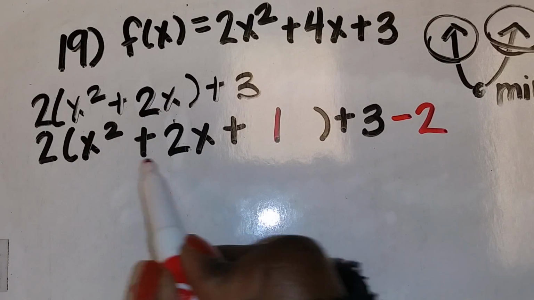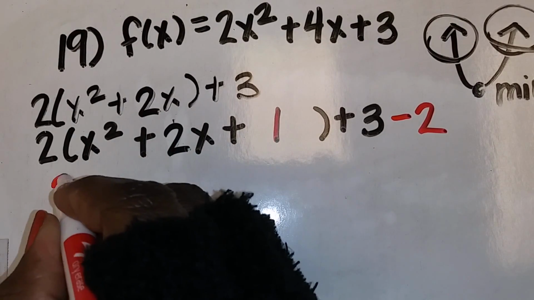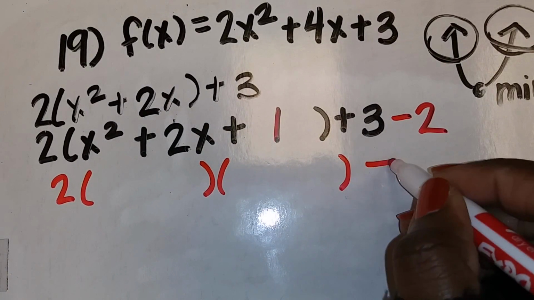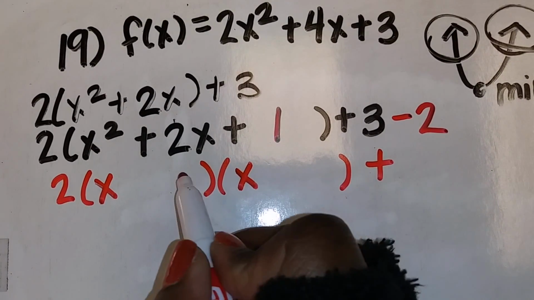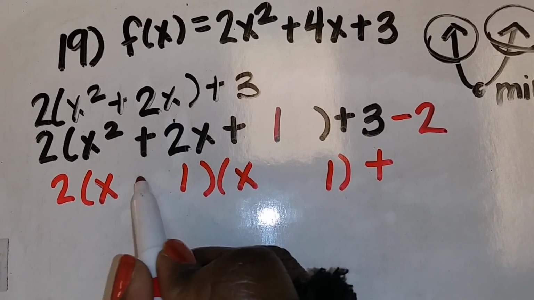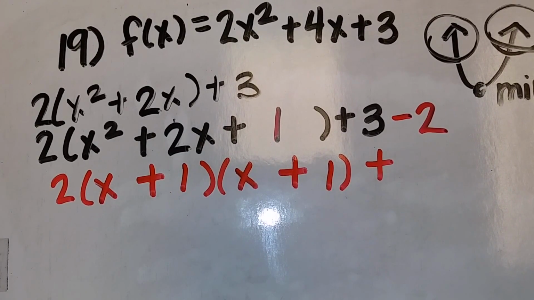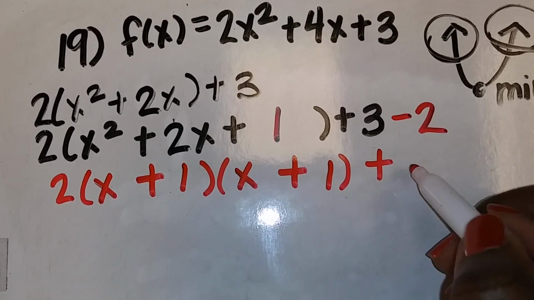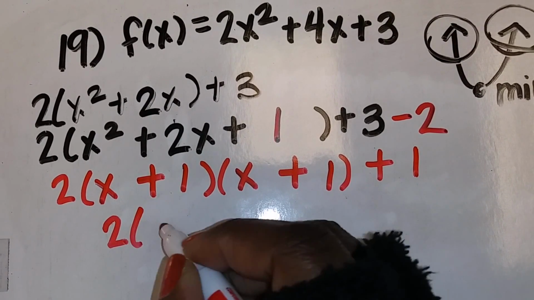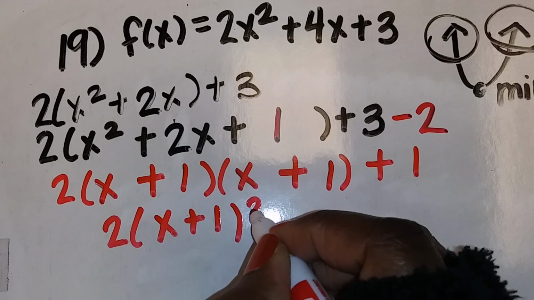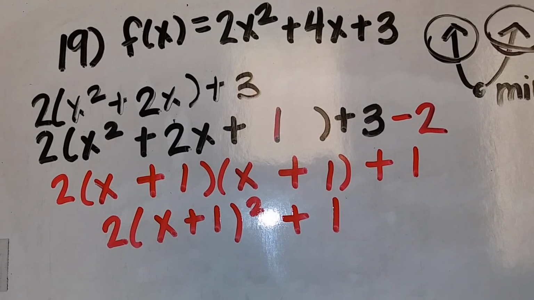Okay, let's keep going. This is a perfect trinomial. When I write a perfect trinomial, everything in the parentheses is going to be the same. X times x is x squared. 1 times 1 is 1. Positive 1 plus 1 is positive 2. Everything in the parentheses will be identical. 3 minus 2 is 1. So now my finished product is 2 times (x plus 1) squared, plus 1. It is now in standard form of a quadratic function.